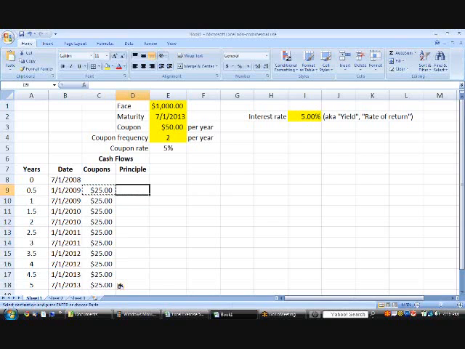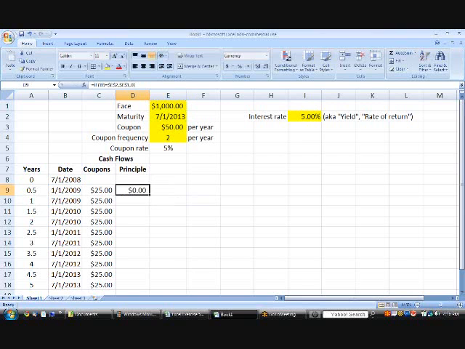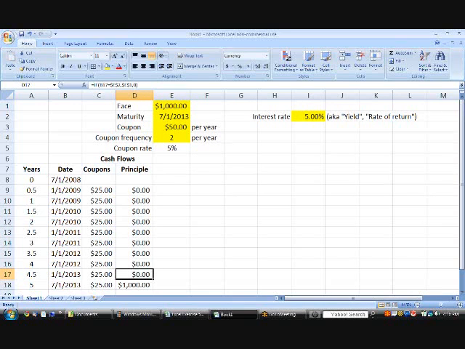And then the principal, it gets paid in full at maturity. So that's $1,000 on the final date and $0 on every other date. And just for the heck of it, I'll use a nifty little conditional formula to get us there. So if this date equals the maturity date, then the principal cash flow is going to be $1,000. Otherwise, it's going to be 0. So $0 until maturity, when the principal is paid back, $1,000 paid back on maturity.